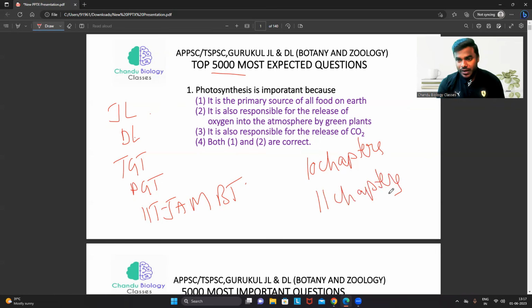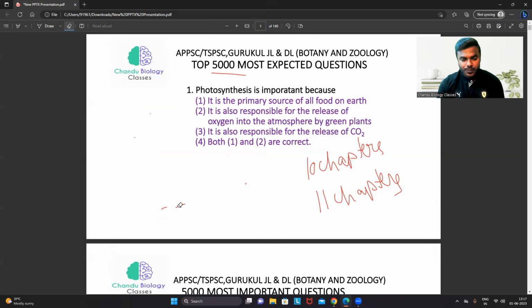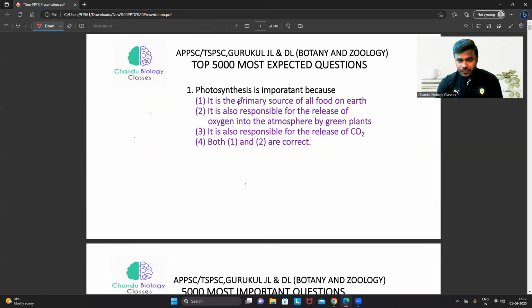Okay, so we will do it separately for the botany as well as the zoology, because most of the teachers who are preparing for the exam and most of the aspirants who are preparing for the exam are not getting enough time to practice the maximum number of questions. So that's why, to help all of you, I'm solving the top 5,000 most expected questions, which cover the entire syllabus. Every single day we are solving 50 questions. So I will cover almost all the 10 units in botany as well as 11 units in zoology.